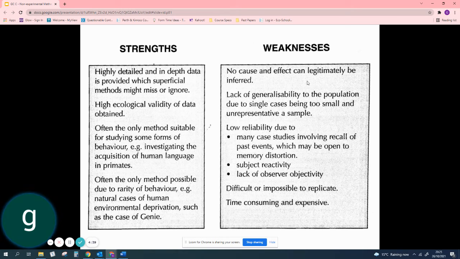Low reliability, so a lot of case studies involve recall of past events, which may be open to different interpretations, memory distortion, or social desirability bias. Subject reactivity and lack of observer objectivity. We've talked about things like the Milgram experiments and the prison experiments, and the fact that if the observer is part of the experiment themselves, they'll lose a lot of objectivity. It's difficult or near impossible to replicate, and it's very time consuming and expensive. So in the case of Genie, that linguist had to stay for years trying to build Genie's linguistic abilities, and then in the end, of course, she wasn't even fully able to do that.